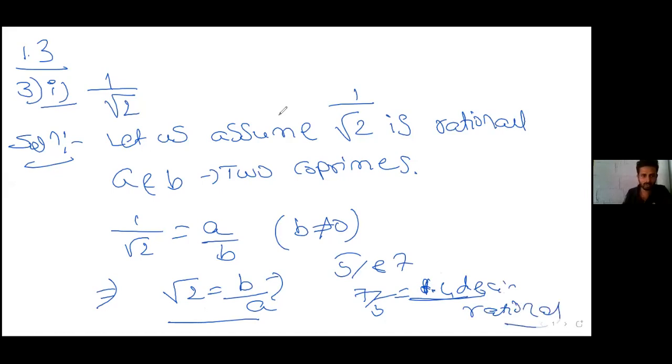But we have already proved that root 2 is an irrational number, right? So it is a proven fact that root 2 is irrational. But when we take the contrary, it is showing that root 2 is a rational number. So this is a contradiction to our statement that root 2 is irrational.